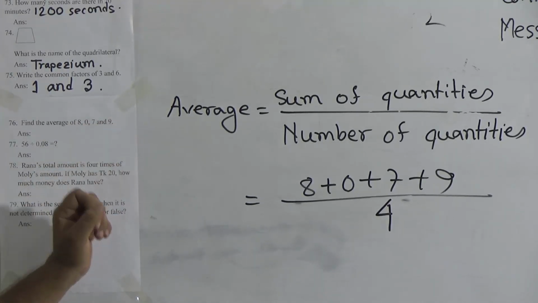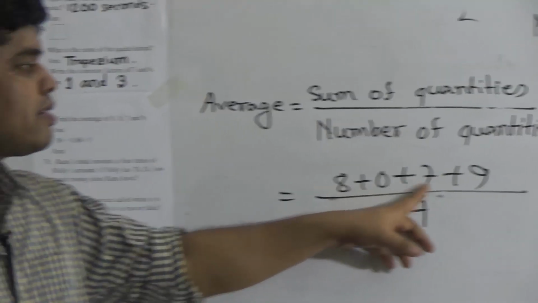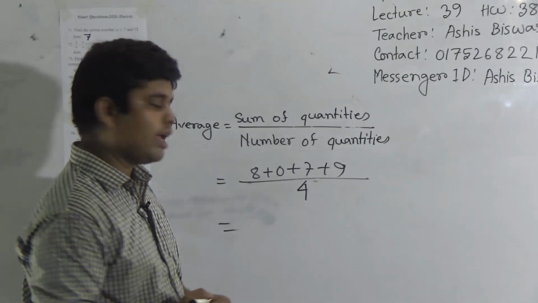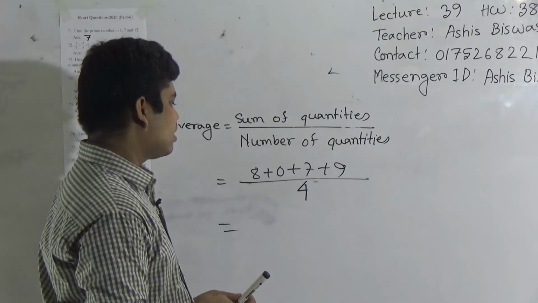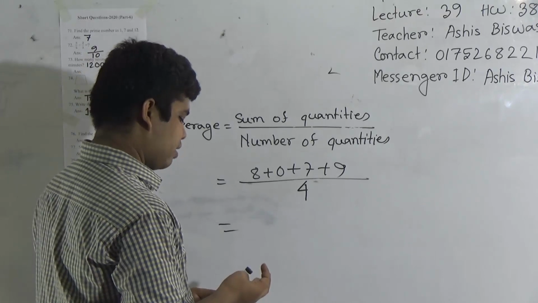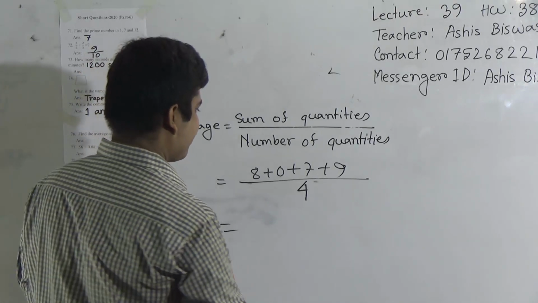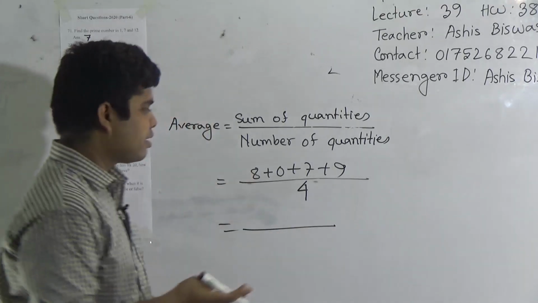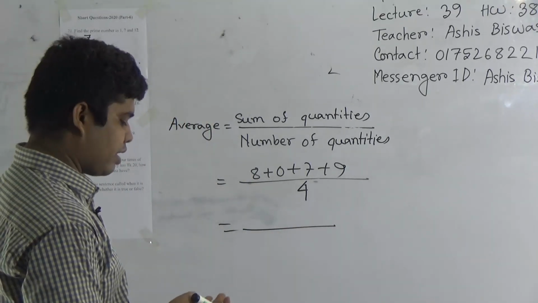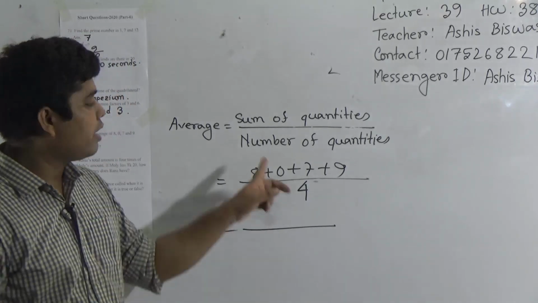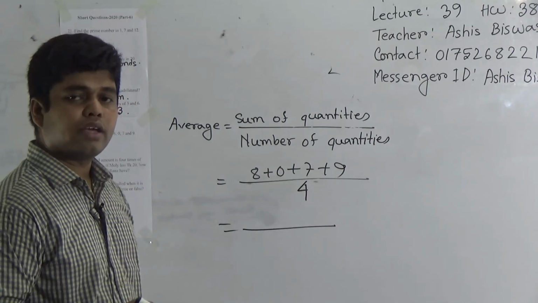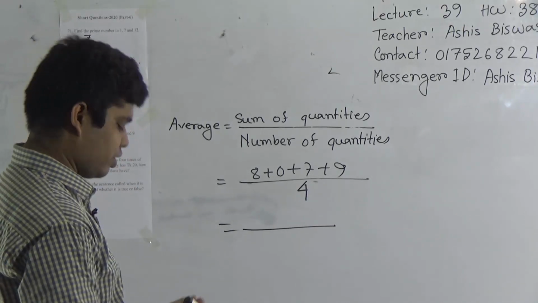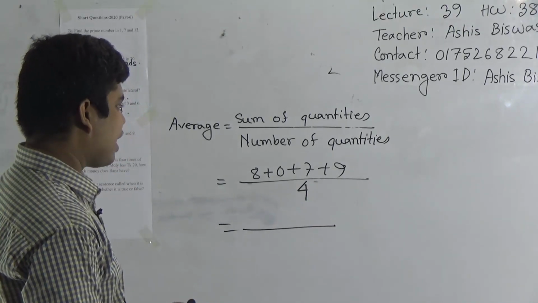Okay, and we add 8 plus 0 plus 7 plus 9. Now we add 8 and 7. 8 and 7: 8, 9, 10, 11, 12, 13, 14, 15. So 8 and 7 make 15. Then 9: 16, 17, 18, 19, 20, 21, 22, 23, 24 and 25.